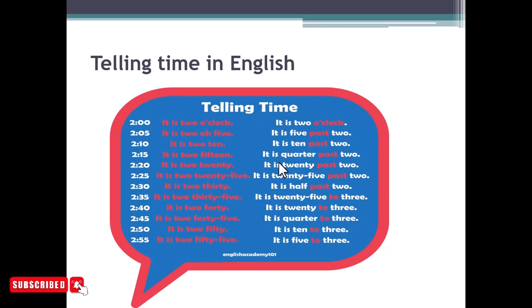After 30 minutes, we mention the remaining time. For example, if someone asks how many minutes are remaining, we can say it is 25 to 3. It's half past 2, which is 2:30. Then it is 20 to 3, meaning 20 minutes are remaining until 3, and 10 to 3 means 10 minutes are remaining until 3. So these are the structures.